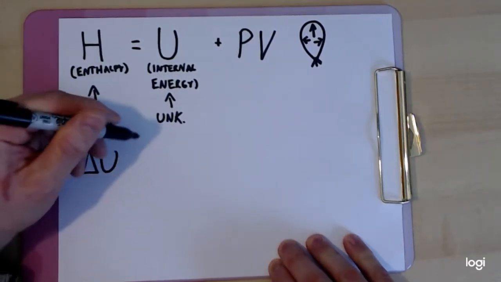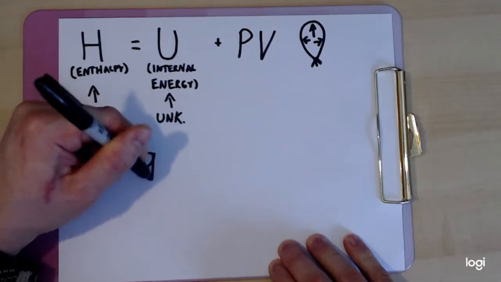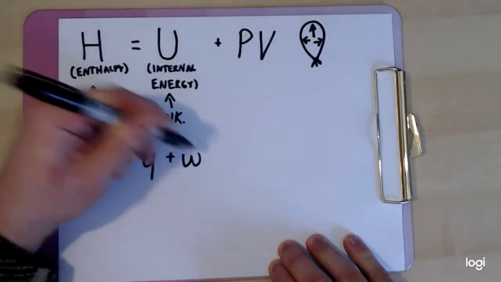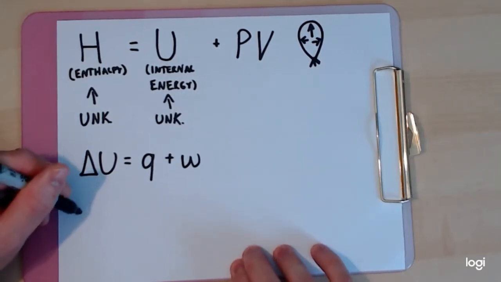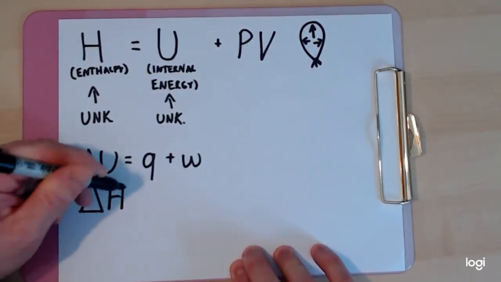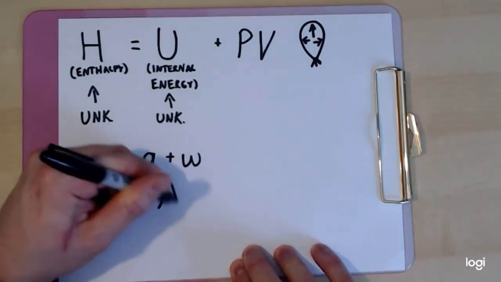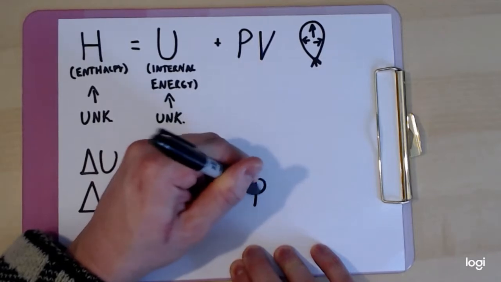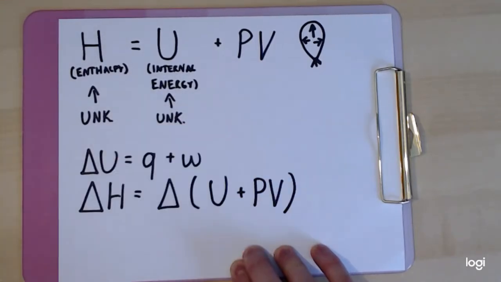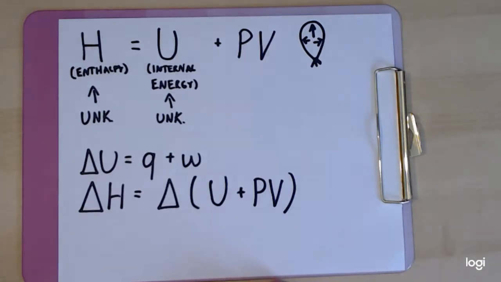And the formula that we gave for that is delta U equals the amount of heat applied or removed from a system, Q, plus the amount of work that the system does on its surroundings, or the amount of work that the surroundings do on its system. And so similarly, we can rephrase H as delta H, the change in enthalpy, as the change in U plus PV. Well, okay, so this is all fine and good, but what use is this?